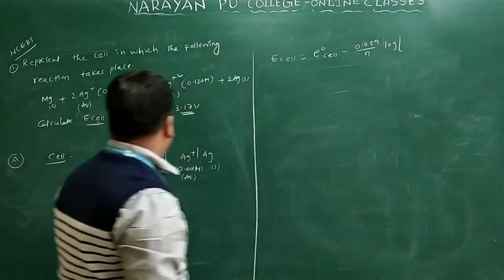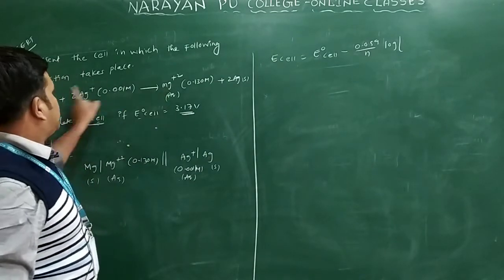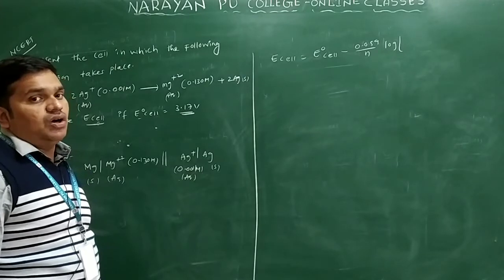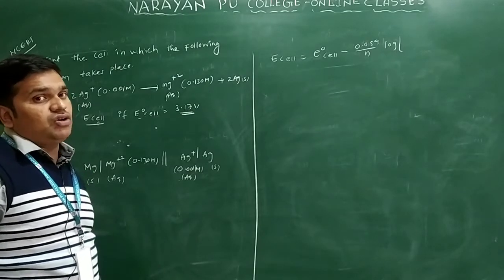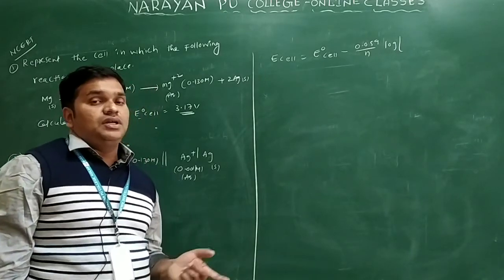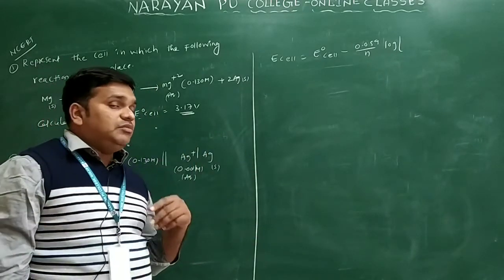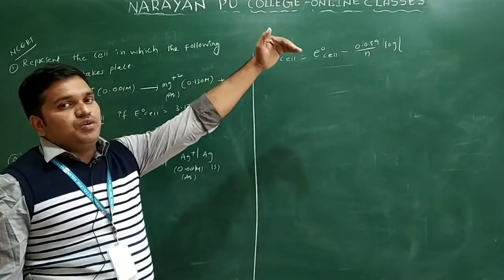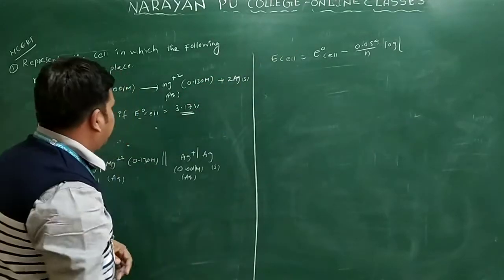Otherwise, what you can say here? Magnesium, Mg plus 2 only. Magnesium undergoes what? Oxidation only. Oxidation means we can write reducing agent. The element which undergoes oxidation we call a reducing agent, and the element which undergoes reduction we call an oxidizing agent only. You can write reducing part by the oxidizing part, otherwise you can directly take here.